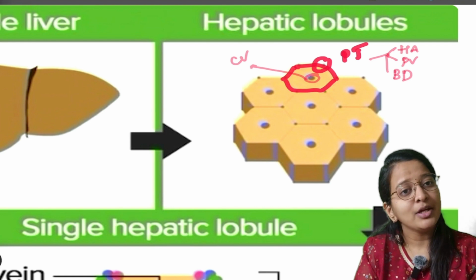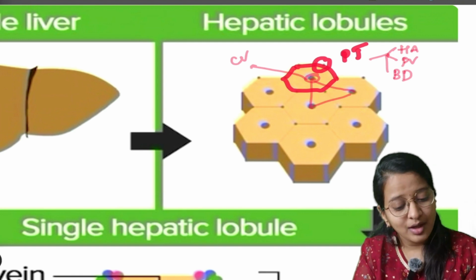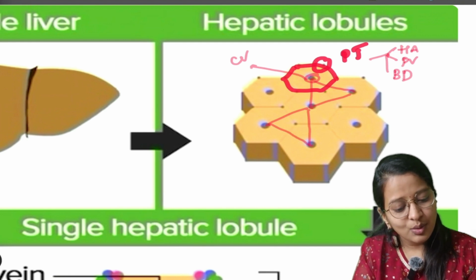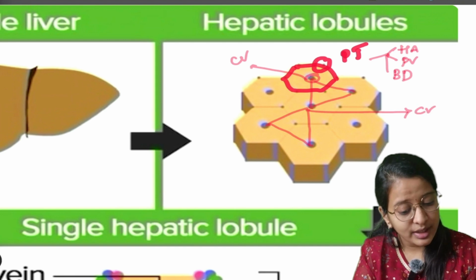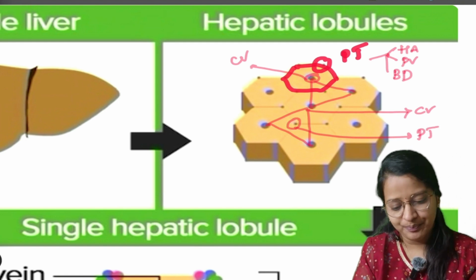Now coming to the portal lobule. The portal lobule is triangular in shape, joining the adjacent central veins. This is one portal lobule. So in this triangle, the corners are formed by central veins, whereas the center is formed by a portal triad. So this is the difference between both of them.